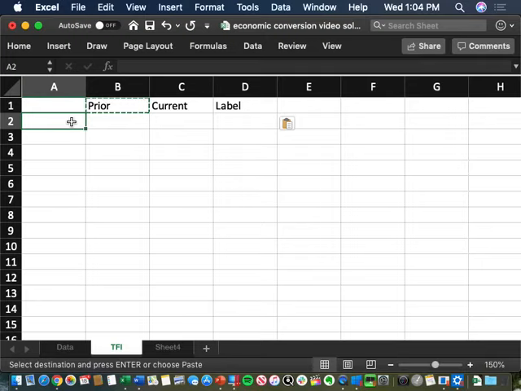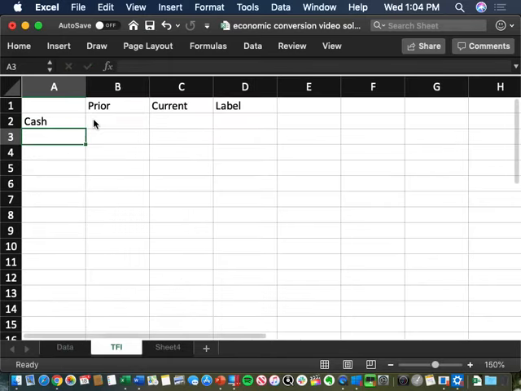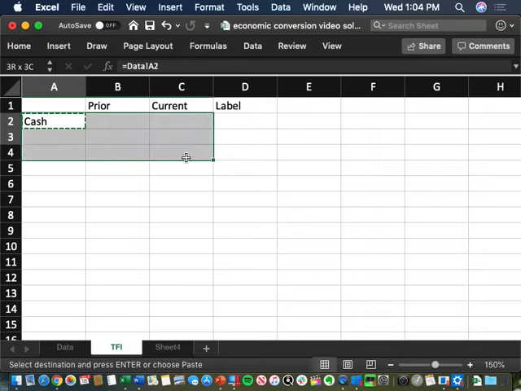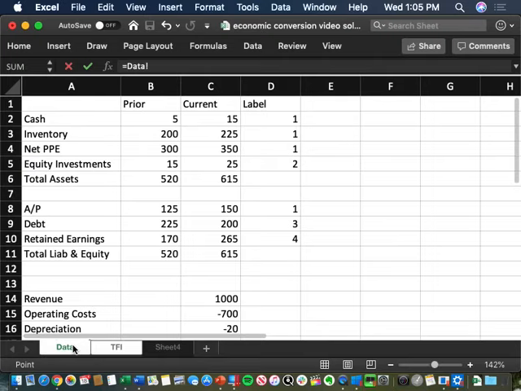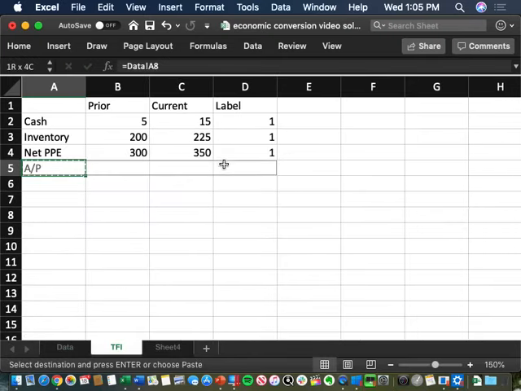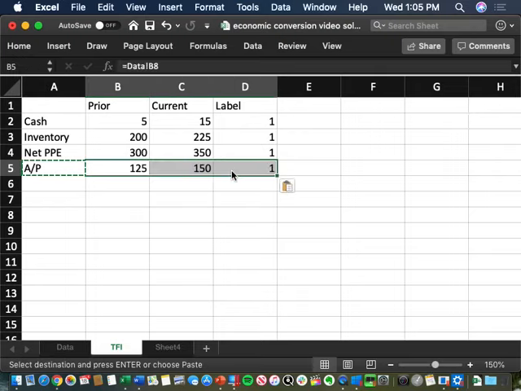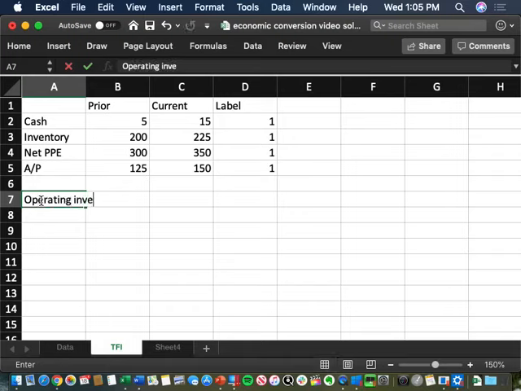That's my ones. So go back, all of my operating assets, my ones: cash, inventory, PP&E. All my operating liabilities, accounts payable. You'll start to notice the groupings of the ones all kind of stay together. Tells you you're less likely to make a mistake. And then you net them to get something called operating invested capital.